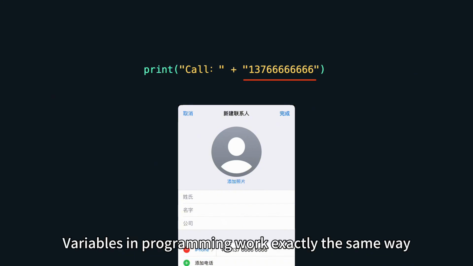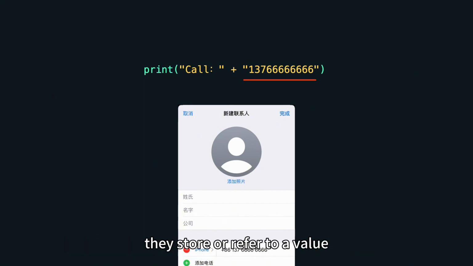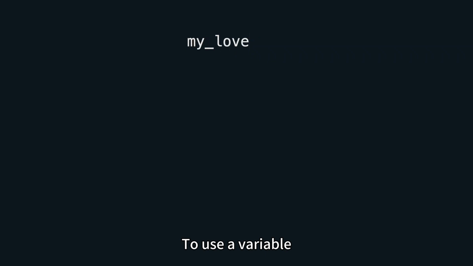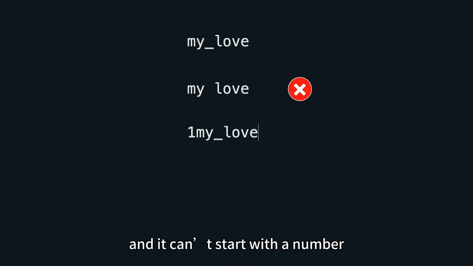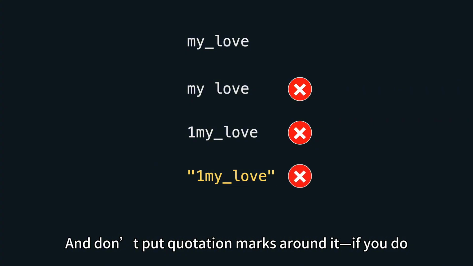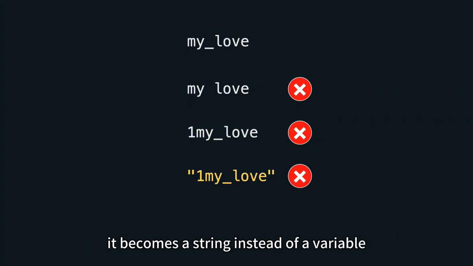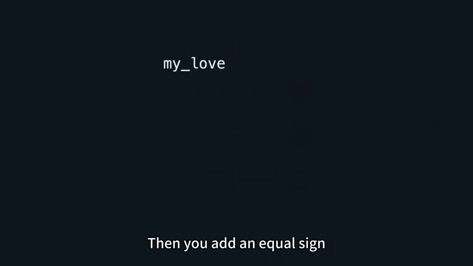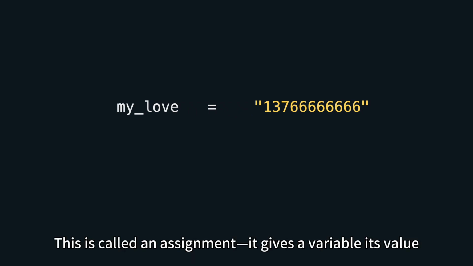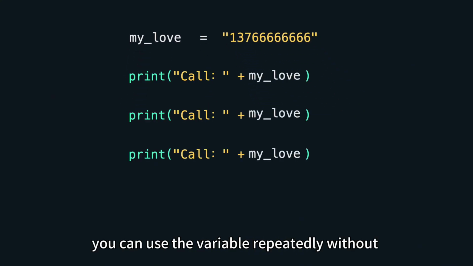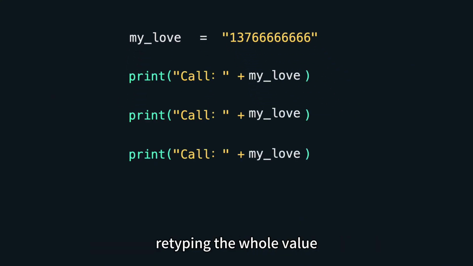Variables in programming work exactly the same way. They store or refer to a value. To use a variable, you first give it a name. The name can't contain spaces, and it can't start with a number. And don't put quotation marks around it. If you do, it becomes a string instead of a variable. Then you add an equal sign, followed by the value you want to assign. This is called an assignment. It gives a variable its value. Once assigned, you can use a variable repeatedly without retyping the whole value.